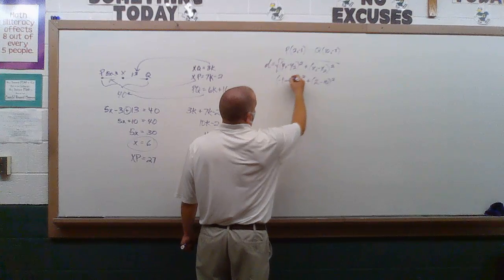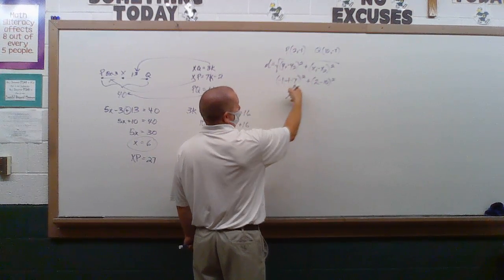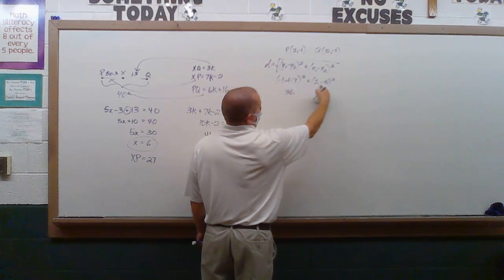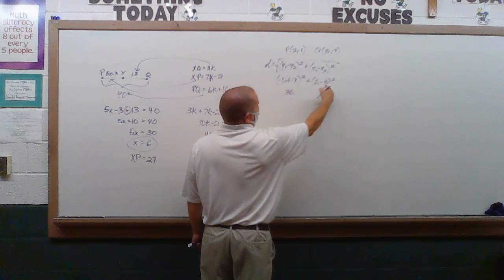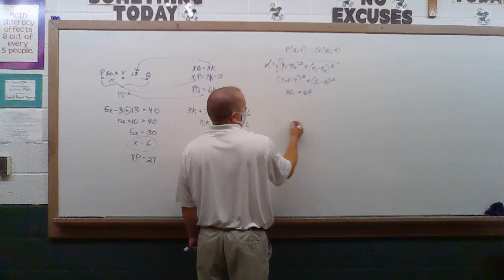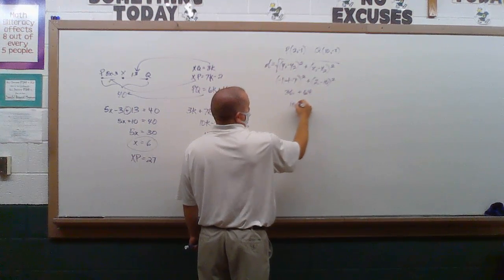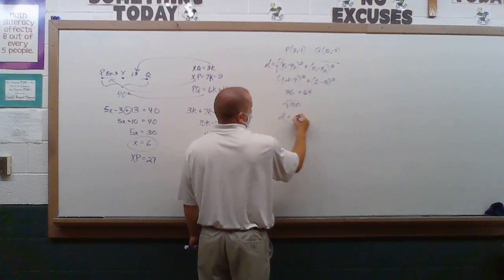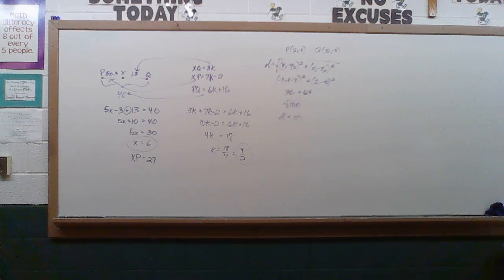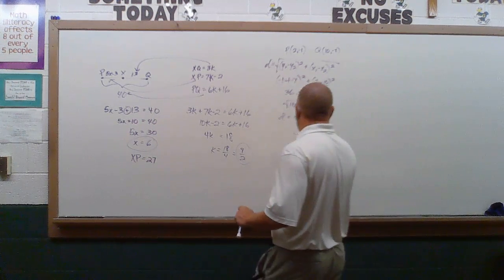Negative 1 minus negative 7 is 6, right? Two negatives make one giant plus sign. Negative 1 plus 7 is 6. 6 squared is 36. 2 minus 10 is negative 8, squared is 64. 64 plus 36. That's my answer. Make sure you simplify as much as you possibly can. Okay? Questions? Distance formula. Okay? We'll use it a lot.